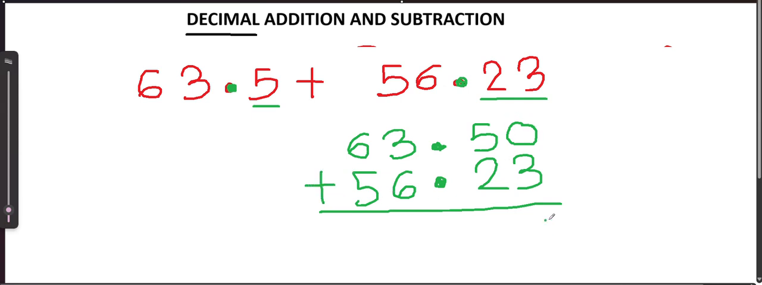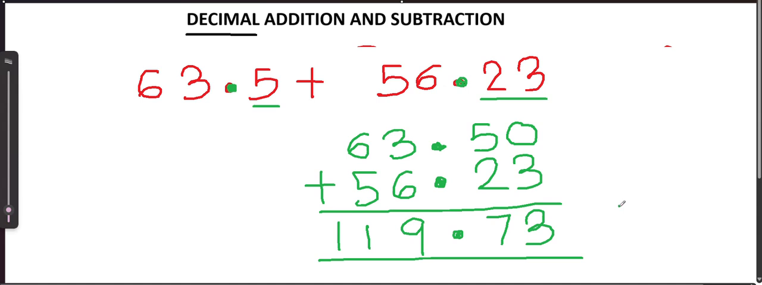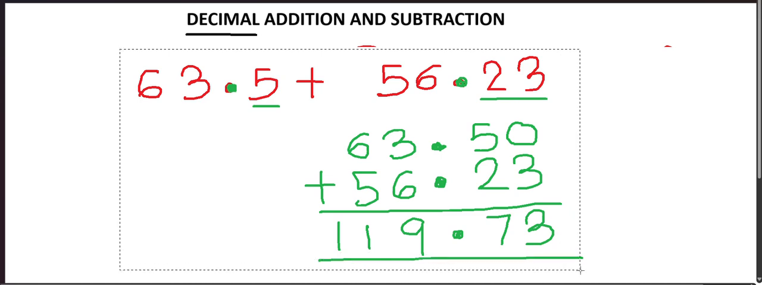Now I'm going to add those two numbers. So this is going to be a 3, 7, 9, and 11. So our final answer is 119.73, right? So that is what we had from addition.